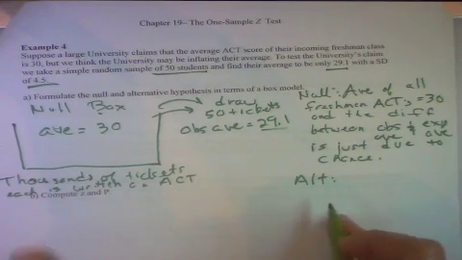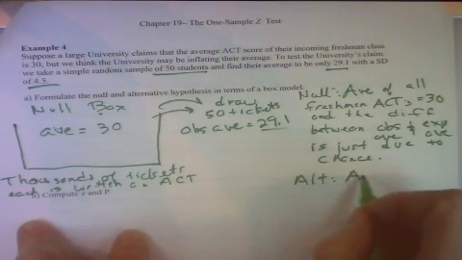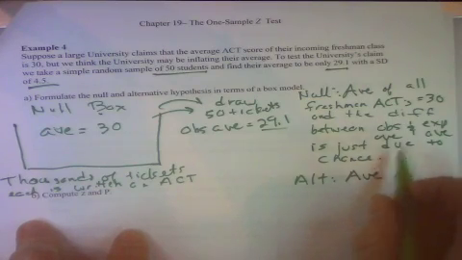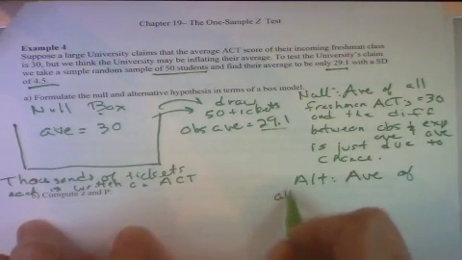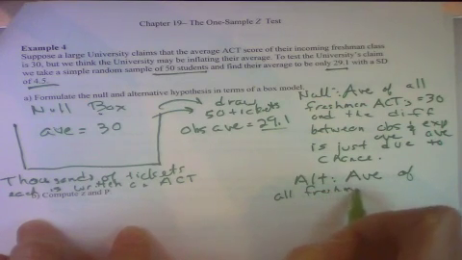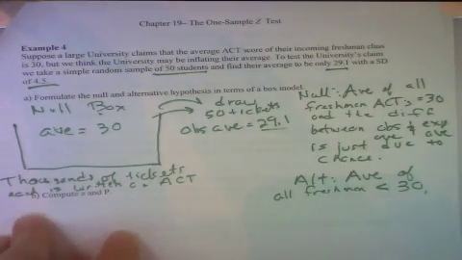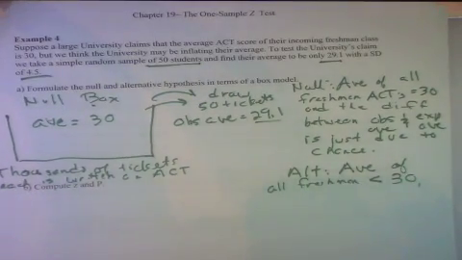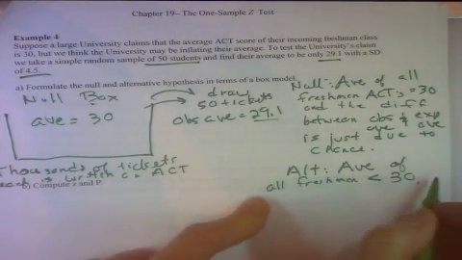So the alternative is what? In this case, that the average of all freshmen is really, that the university is lying, and that the average of all freshmen is really less than 30. That's why we see such a big difference in our sample, because it's really less than 30. The average of all freshmen is really less than 30.